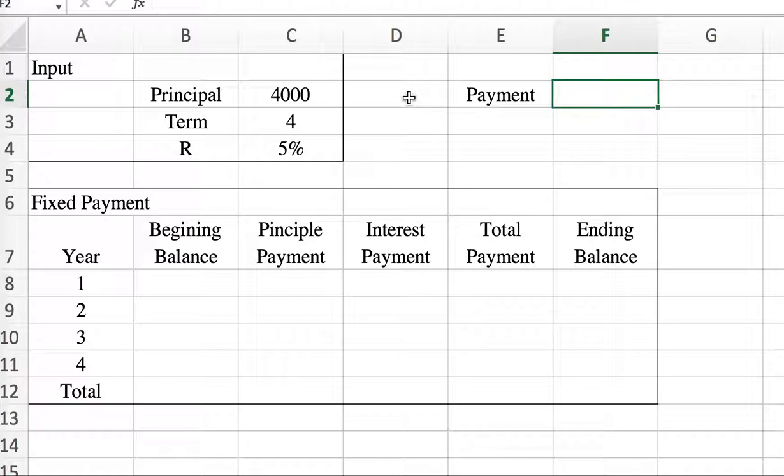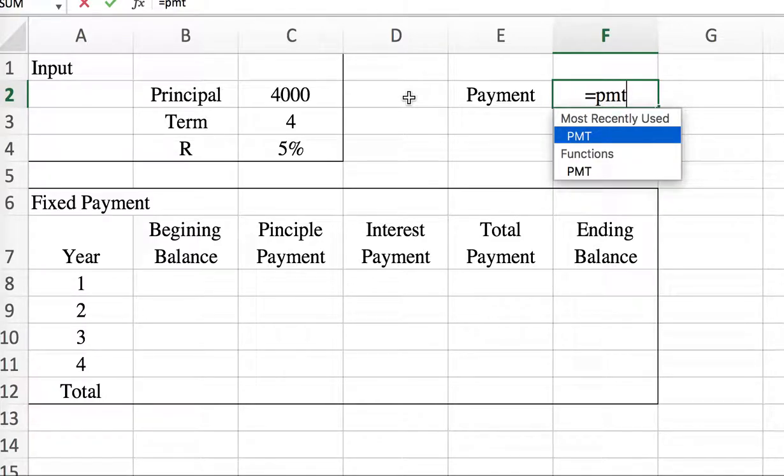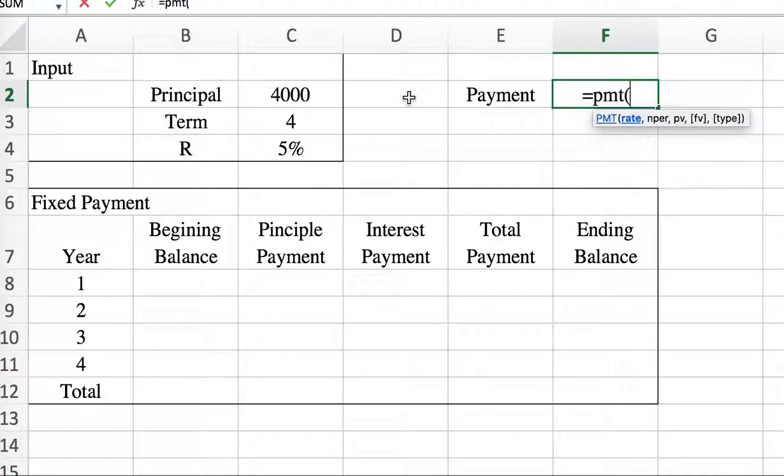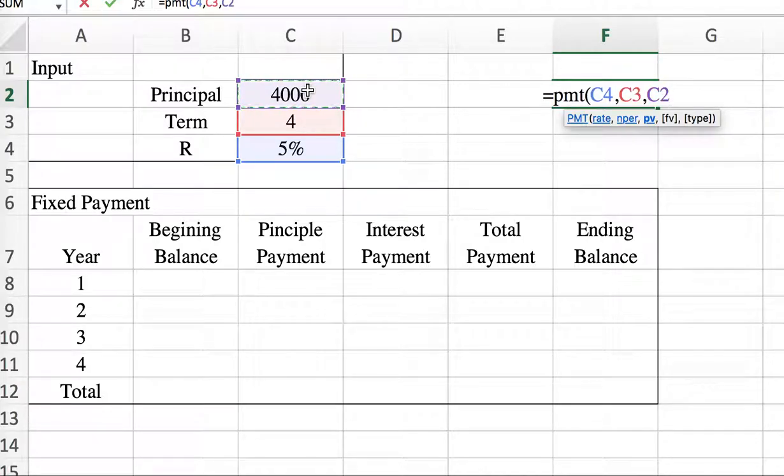Because the payment is going to be the same for every year, we need to calculate the payment first. And the same payment over a fixed number of years, that is an annuity. So first we use the annuity equation to get the payment. The payment will be, the first one is rate, second is number of periods, 4 years, and the present value of that payment is $4,000.